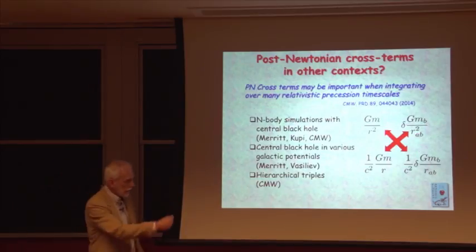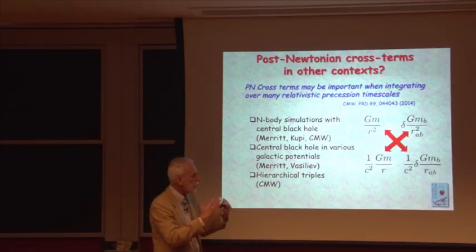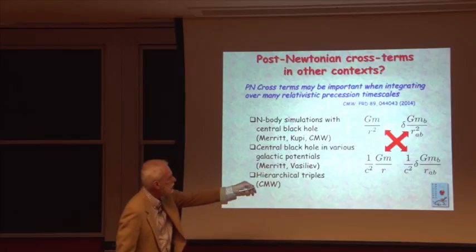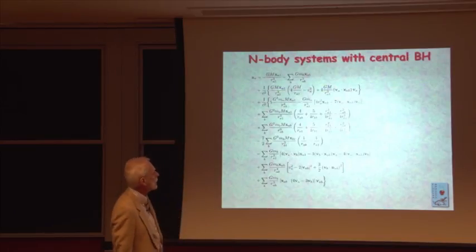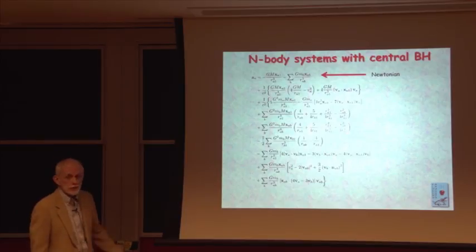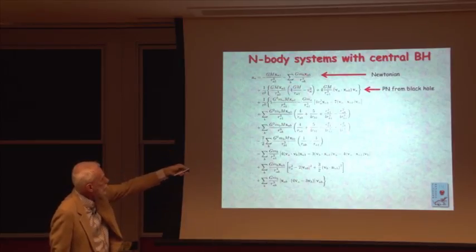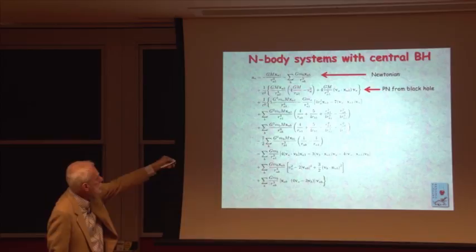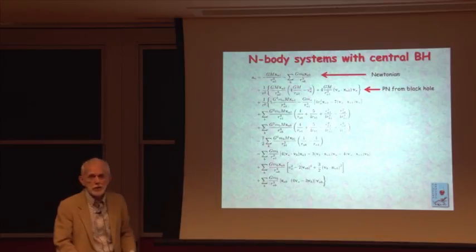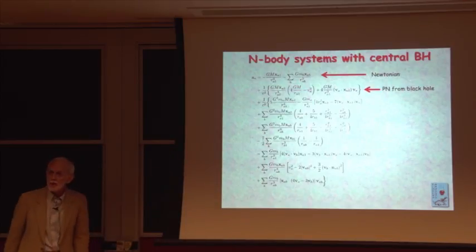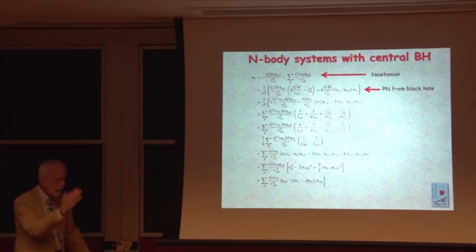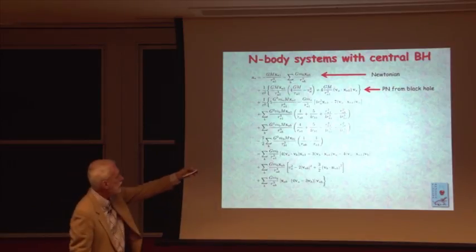So forgetting those terms, basically truncating the N-body equations of motion and keeping just these kinds of cross terms, here's what you get. You get the standard Newtonian acceleration, where one is the black hole, and big M is the mass of the black hole, and then the acceleration due to the other bodies. You get the standard post-Newtonian corrections to the motion due to the black hole, and these are corrections that are typically put into N-body simulations. That's what Merritt et al. used in their N-body simulations.